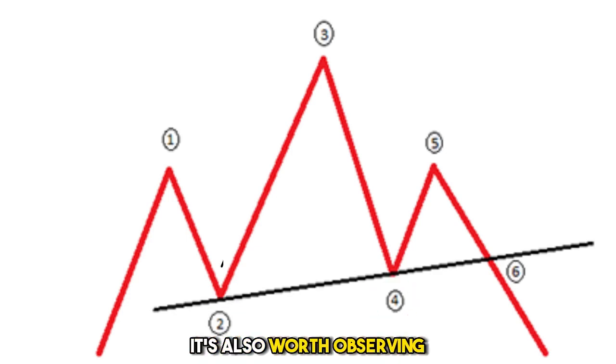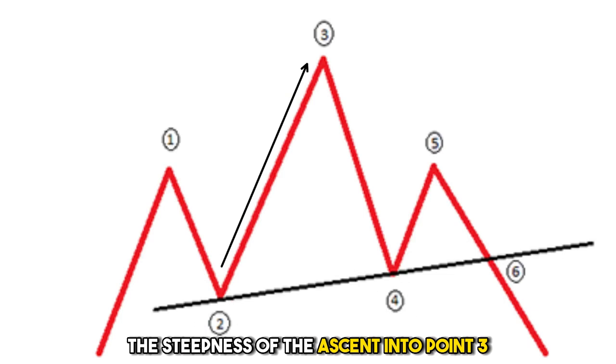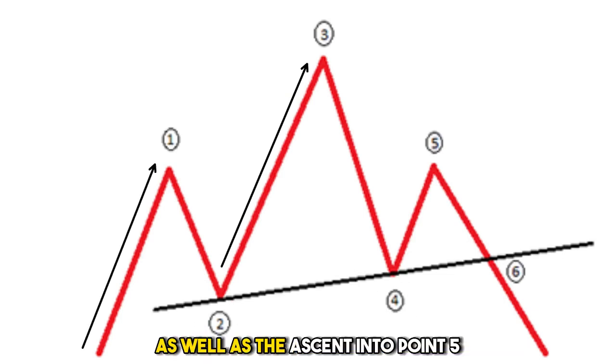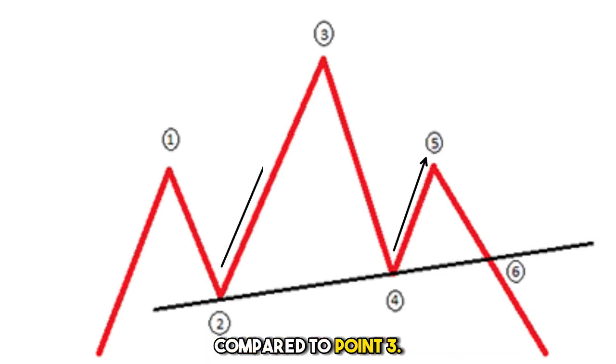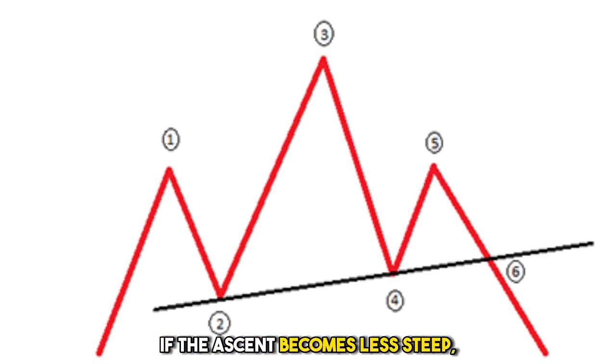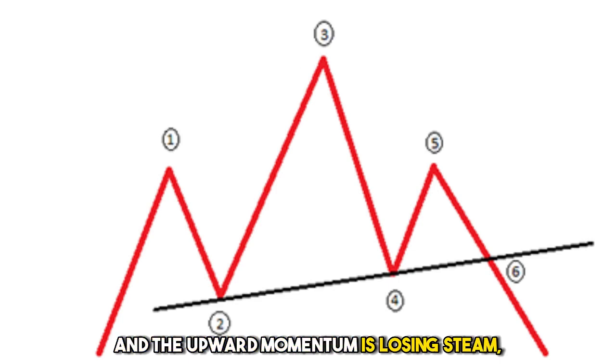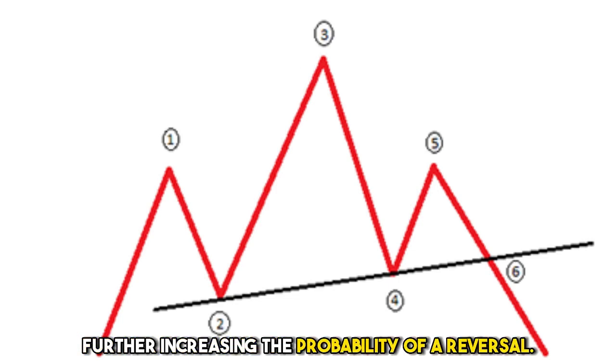It's also worth observing the steepness of the ascent into point 3 compared to point 1, as well as the ascent into point 5 compared to point 3. If the ascent becomes less steep, it indicates that the bulls are becoming less aggressive and the upward momentum is losing steam, further increasing the probability of a reversal.